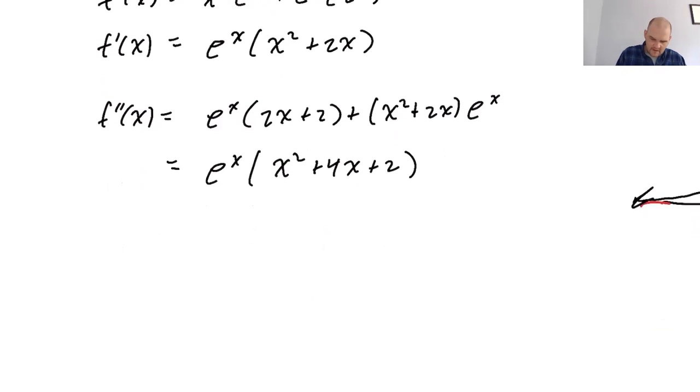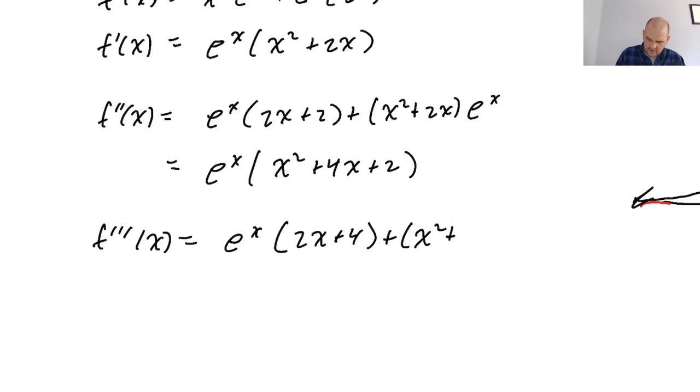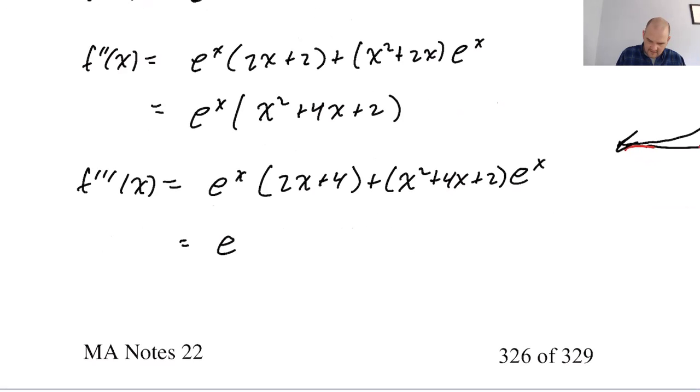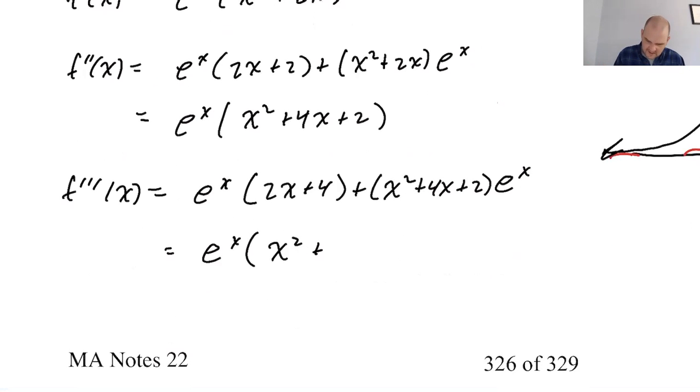Okay, f triple prime is first, derivative of the second is 2x plus 4, plus second, which is x squared plus 4x plus 2, derivative of the first, which is this. Let's factor that. I get e to the x times x squared plus 6x, and then plus 6, I guess.